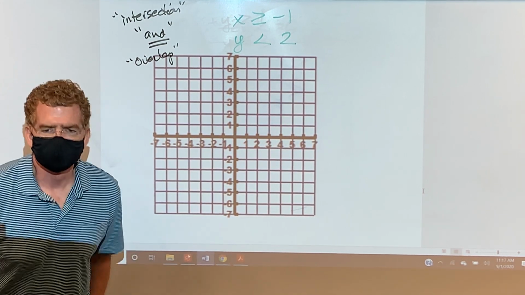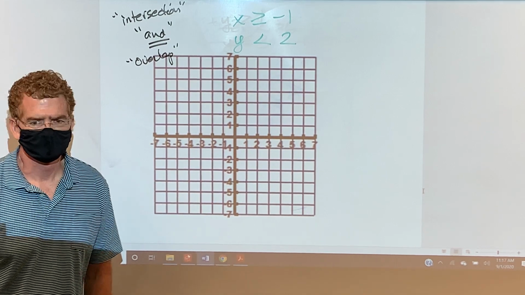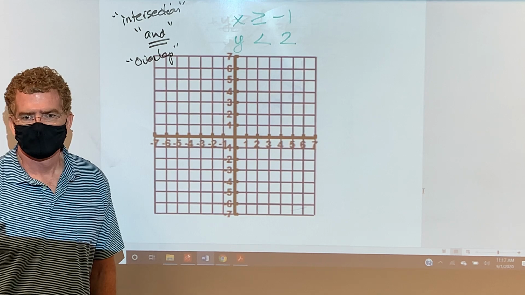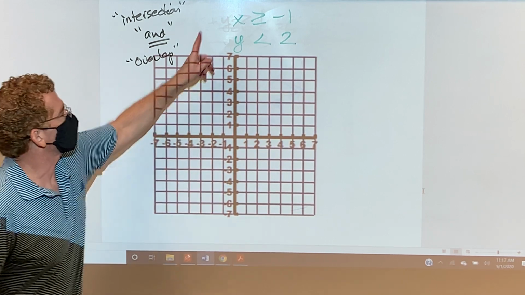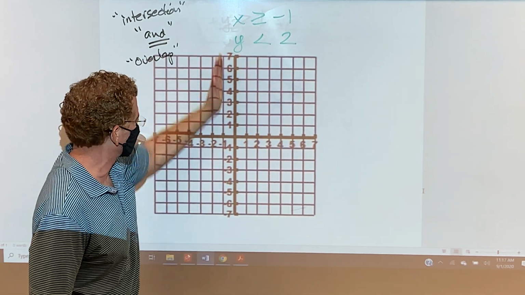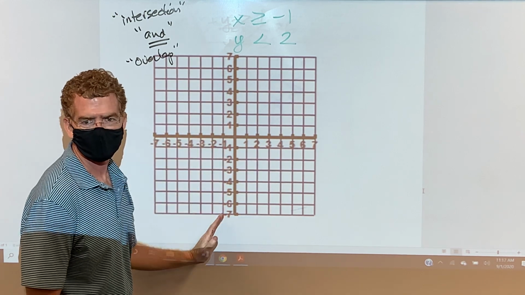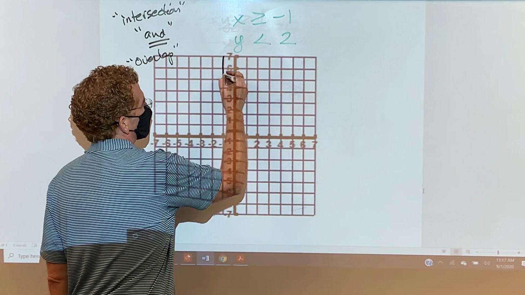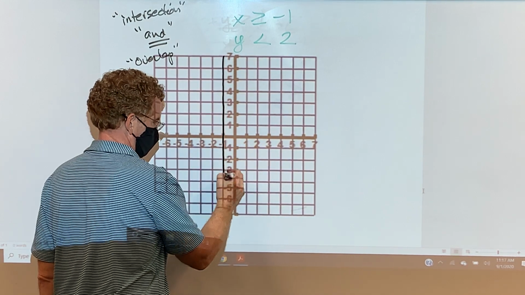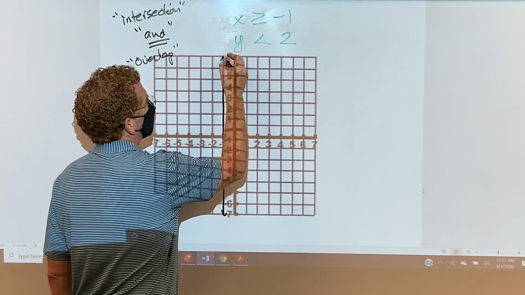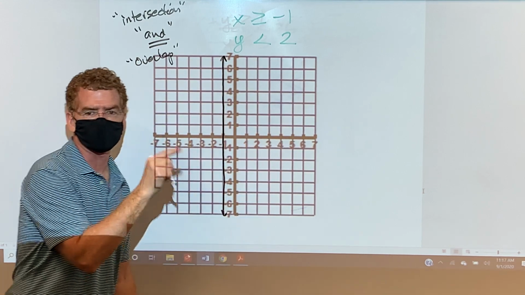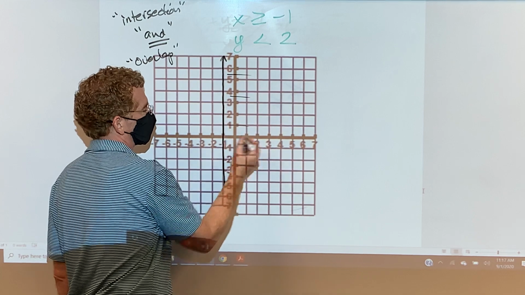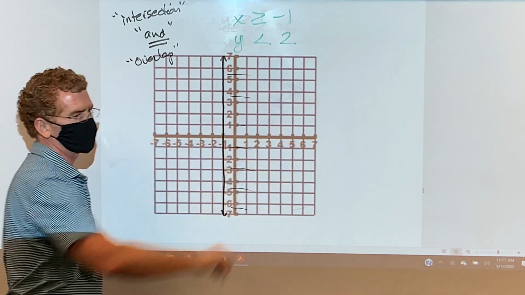First line, what are you going to do? It crosses x at -1, so vertical, solid or dotted line? Solid because of the equal. So I got a solid line right here. And where would I be shading if x is bigger than that number? To the right. So I know I'm shading right here. Again, you can do that very lightly. I know I'm heading to the right.